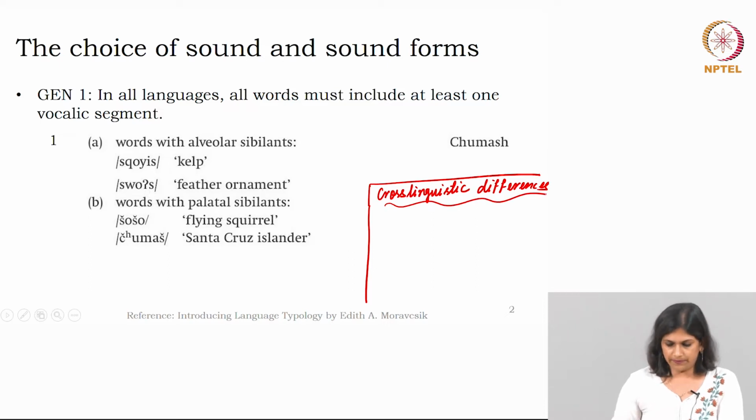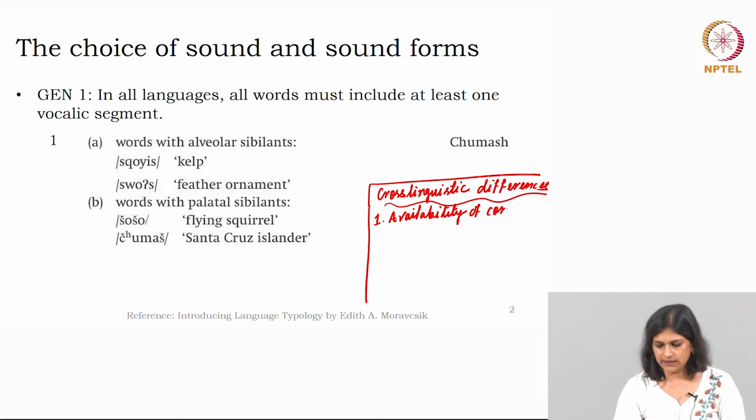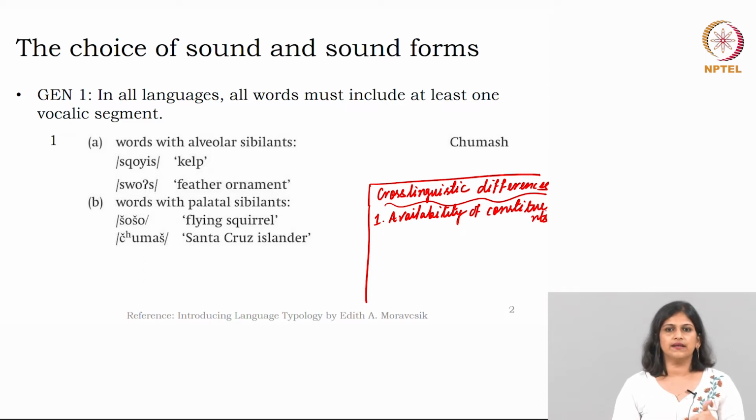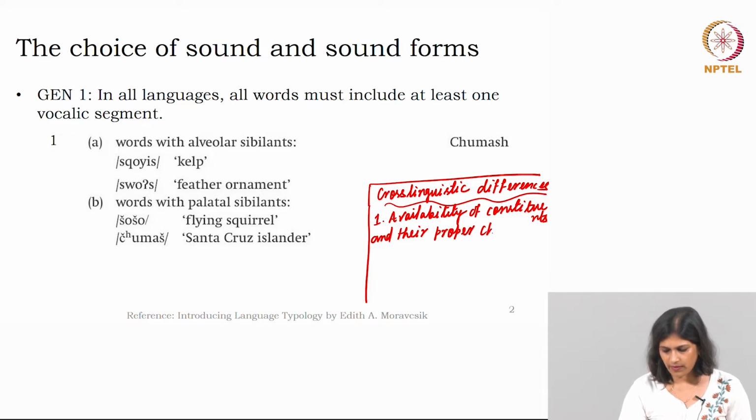To begin with, we have two kinds of cross-linguistic differences. Before I move to the generalizations, let me talk about the cross-linguistic differences, the first two major types. When we discuss cross-linguistic differences, the first thing is the availability of constituents and their proper choice in a given context. So, one: availability of constituents and their proper choice. One cross-linguistic generalization is going to be drawn from here.